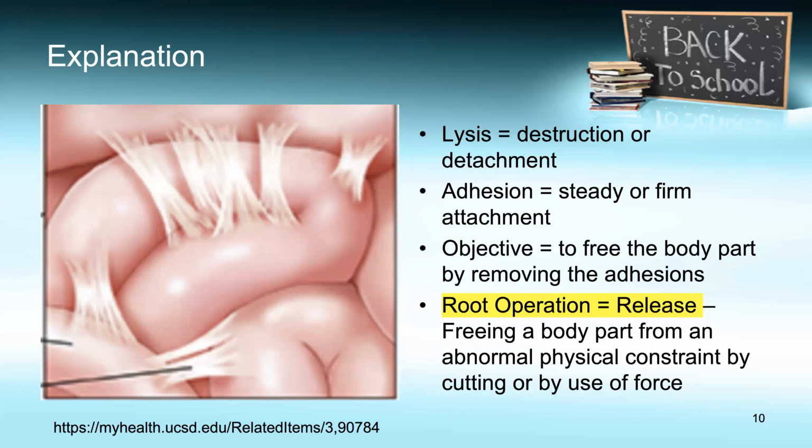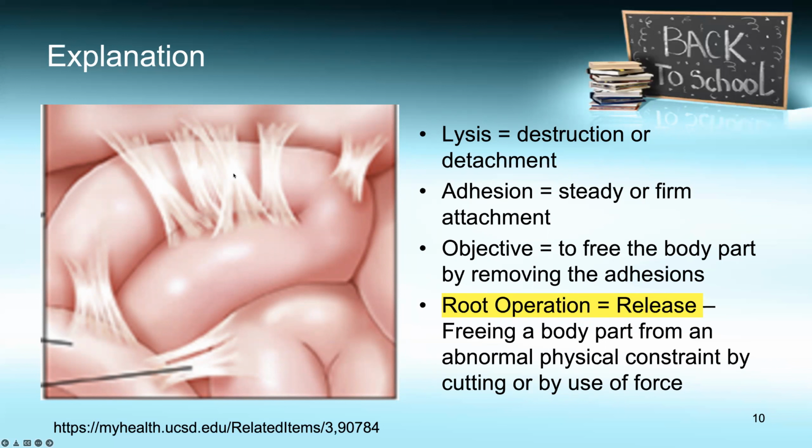So I have a little bit of a picture here that will help by way of explanation. Lysis of adhesions is essentially a surgery where the intent is to cut the bands of tissues, which are called adhesions, that form between organs. So in the image here, you can see how they're kind of tied together. All these little folds are tied together by these bands of adhesions.